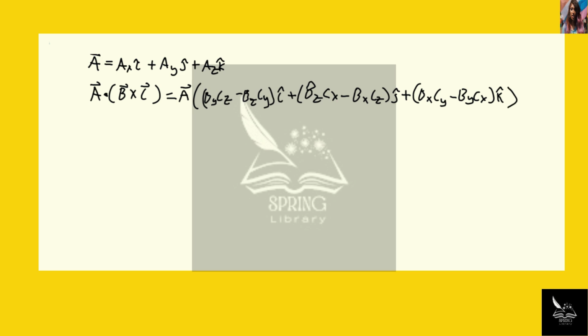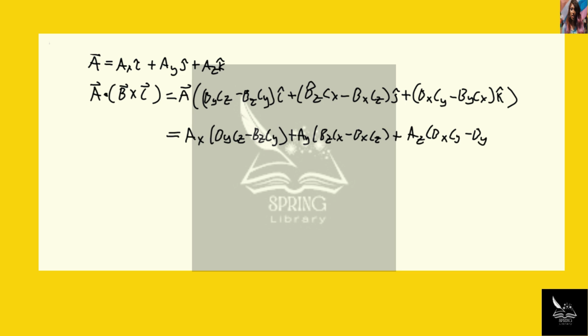All right, so now we'll do the dot product, and we get AX, because AX is attached to the I component, BY CZ minus BZ CY plus AY times BZ CX minus BX CZ plus AZ times BX CY minus BY CX. And I'll distribute.